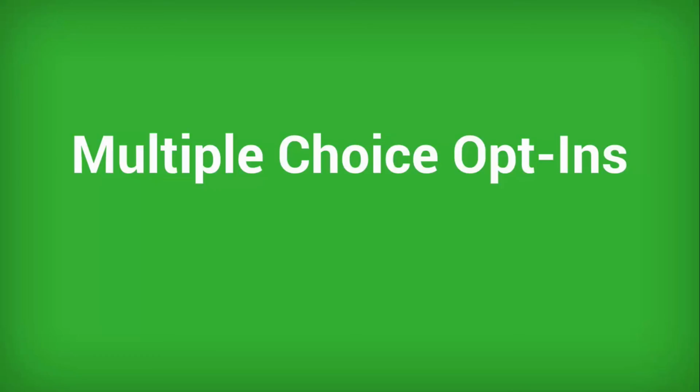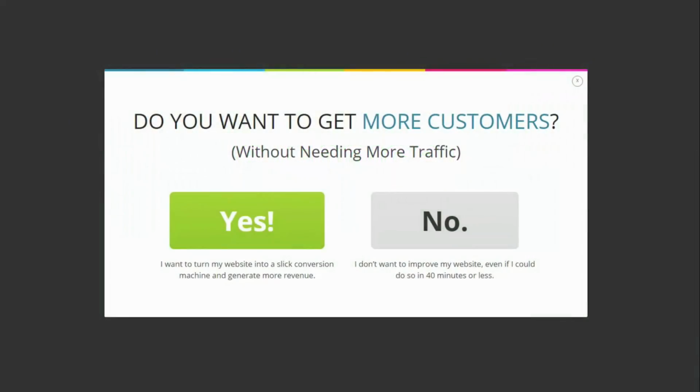Now let me show you the first version of a multi-step opt-in. Very, very simple. You start with a very simple question. Do you want to get more customers? And there's a multiple choice. In this case, a yes or no choice. Do you want more customers? Yes or no. Now, if someone clicks on the no button, that just closes the opt-in form.